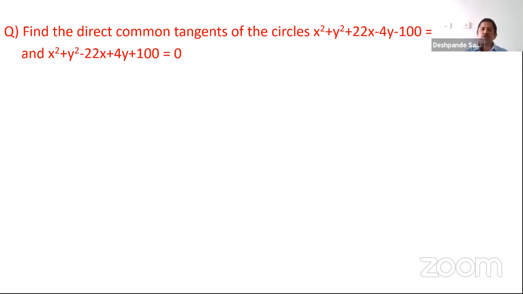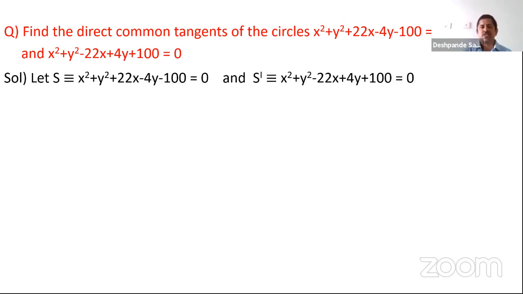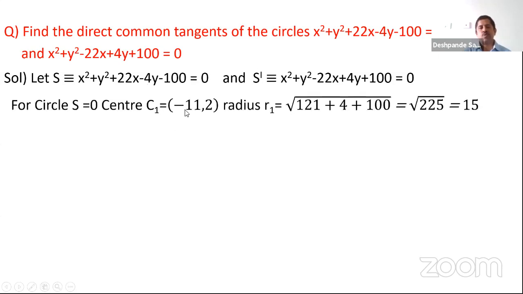So first of all, you are going to take up the basic aspects. What is the basic aspect? Find the centers and radius of the circles. So first you have circle S given, and the second circle given here. What is the center of the first circle? It is going to be minus 11 comma plus 2.